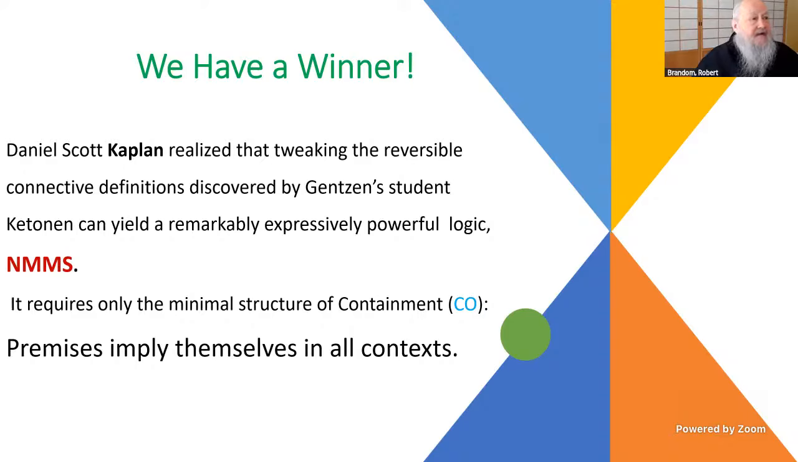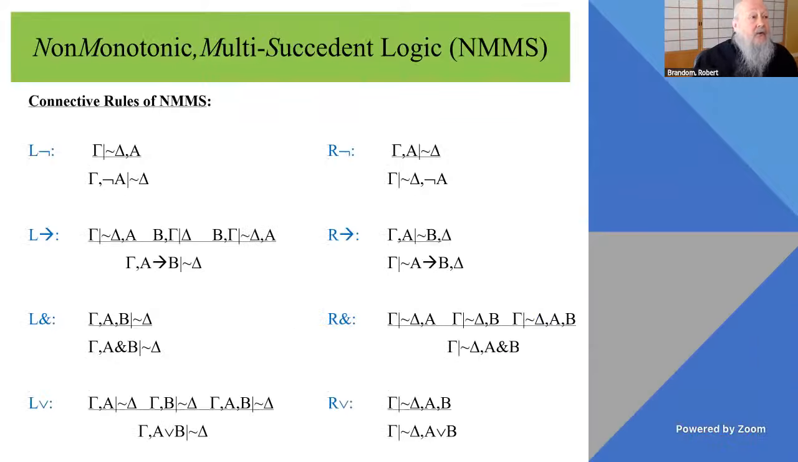My collaborator, Daniel Kaplan, realized that we could exploit reversible rules, which Gentzen's only student, Ketonen, had come up with already in the early 40s. By tweaking those rules, we could come up with a remarkably expressively powerful logic. We call it NMMS, non-monotonic multi-succedent logic, which retains its expressive power even when we go substructural. The only structural condition that turns out to matter for this expressive power is containment, CO. Monotonicity and transitivity we can do without.